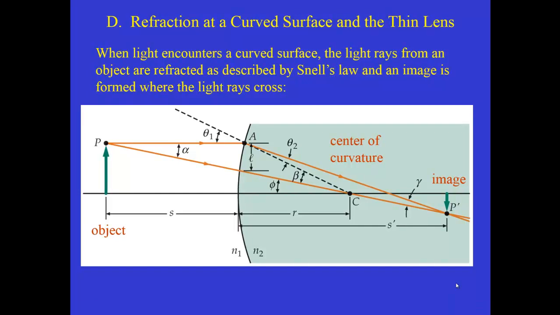Today we're going to look at the properties of lenses in a particular approximation that we call the thin lens approximation. First, let's just look at what happens when light from an object passes from air into a lens, which here has index of refraction n2 greater than n1.